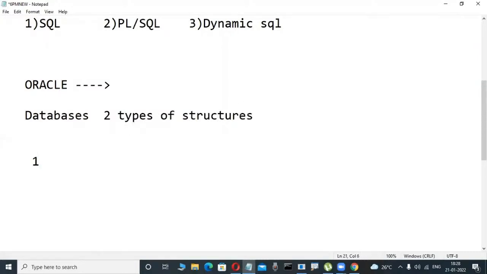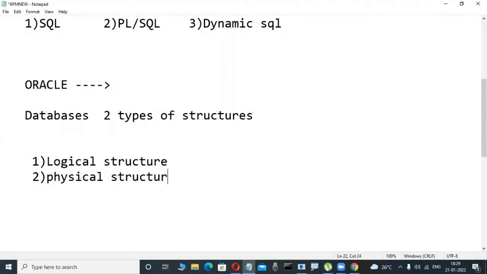One is, maybe anybody has an idea? Suppose you are taking Oracle, SQL Server, MySQL, DB2, any relational database software you are installing in your system, two types of structures are there. One is the logical structure. Database means it is a place where we can store structure. Okay. Here one is the logical structure. Another one is the physical structure.